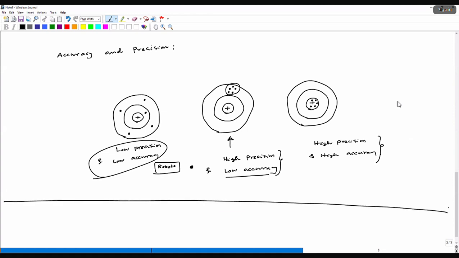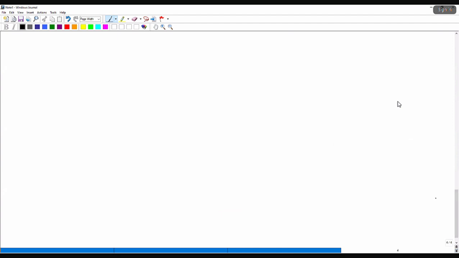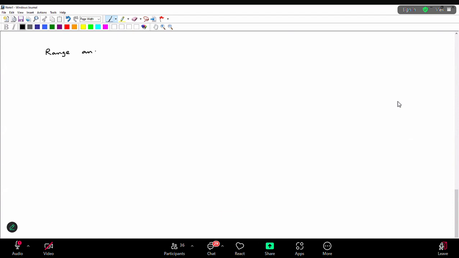Okay. So as I said, we will go over a few definitions. These definitions will help us throughout the statistical analysis of experimental data. So it's important to understand these definitions. The first definition we talk about is range and full scale output.